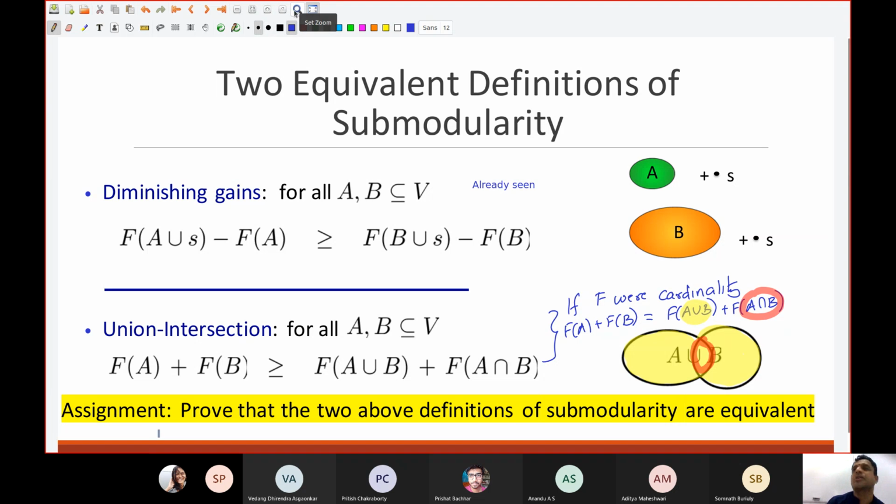So the question is, in diminishing gains, should the V be bigger than A and B? Obviously. Oh, there's a mistake here. Yeah, this is A subset of B. I made a mistake here. Thanks for pointing that out. Whereas union intersection doesn't require that. It holds for any two sets, A and B.